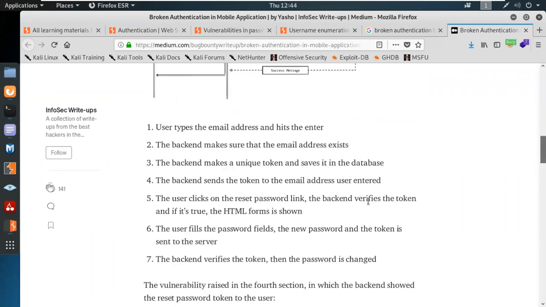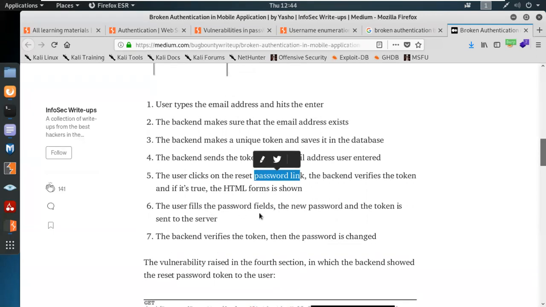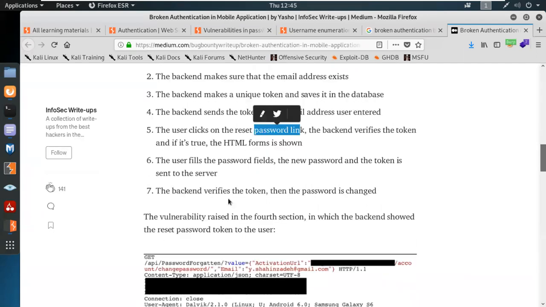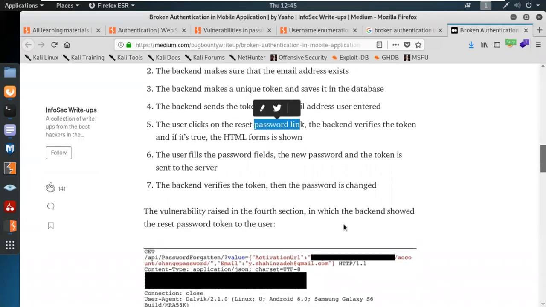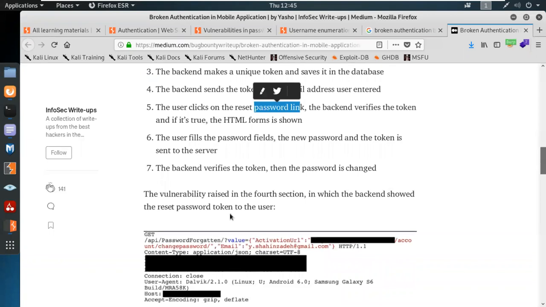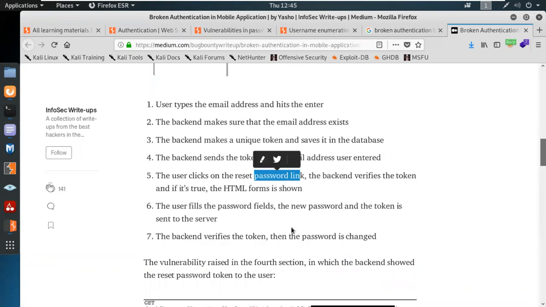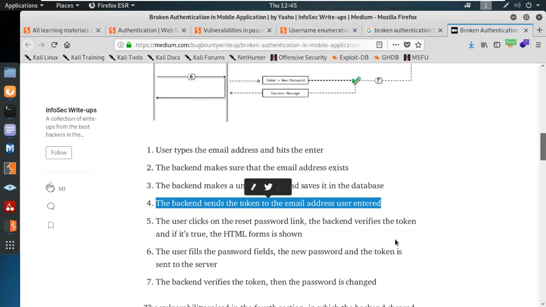The user types the email address and hits enter, and the backend makes sure the email address exists. The backend makes a unique token and saves it to the database. Then the backend sends the token to the email address the user entered. The user clicks on the reset password link. The backend verifies that the token is true. Then an HTML form is shown. The user fills the password field, and the password and the token are sent to the system. The backend verifies the token and the password is changed. This vulnerability lies in the fourth section, in which the backend showed the reset token. Yes, because the email address can be sent to anyone.